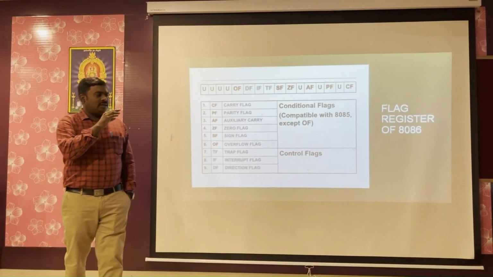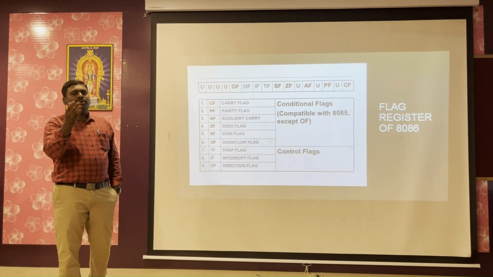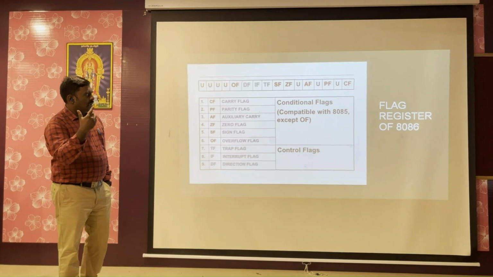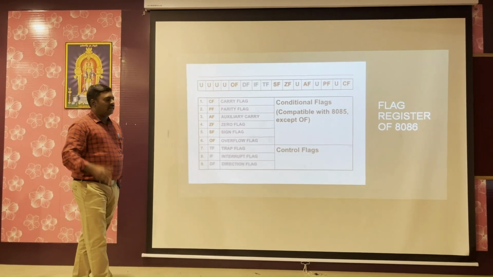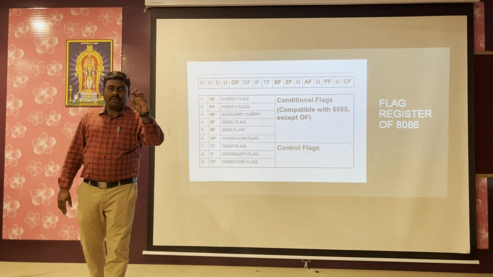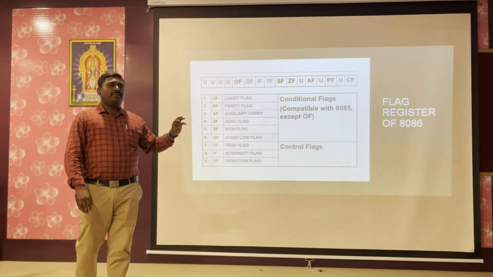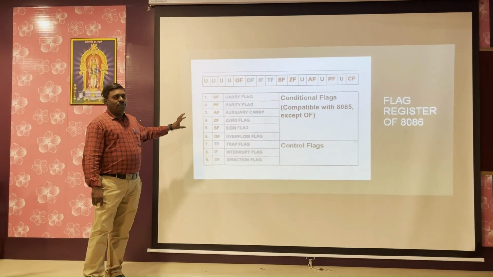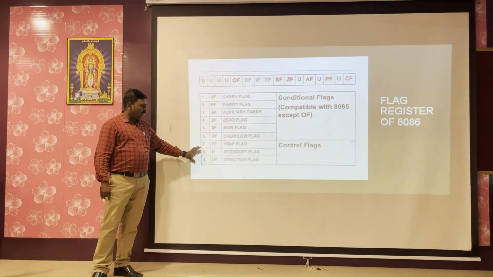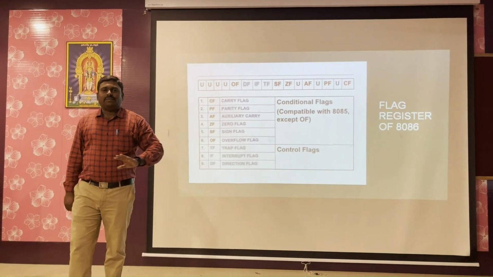So when will this flag be generated? By adding 2 bits of data, if a carry is generated, the carry flag is enabled. In previous slides we discussed that after performing the ALU operation, the operands and flags are there. At that time, the flags will be enabled. We should importantly know about the conditional flags. Also we have 3 control flags: trap flag, interrupt flag and direction flag.